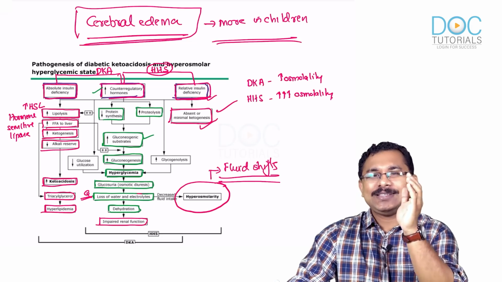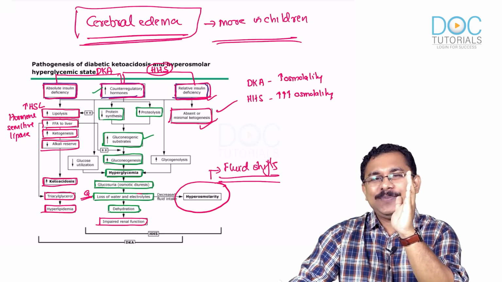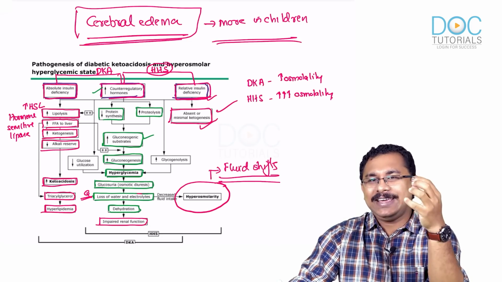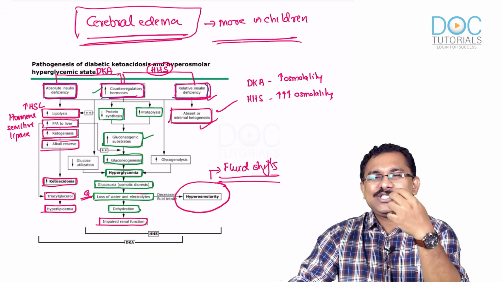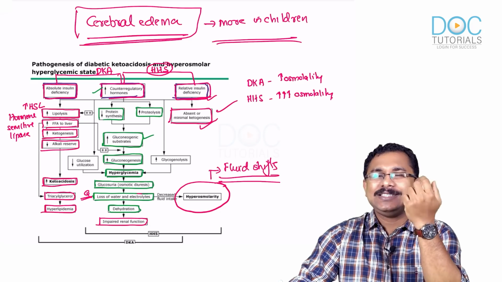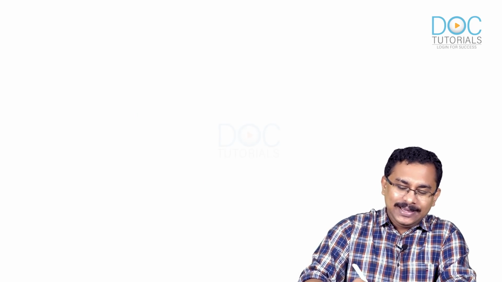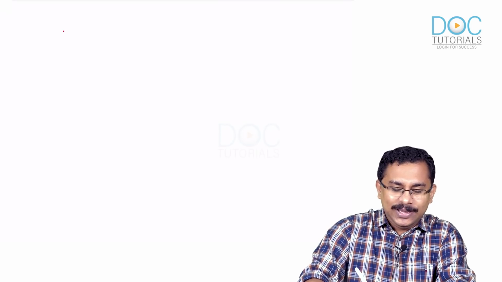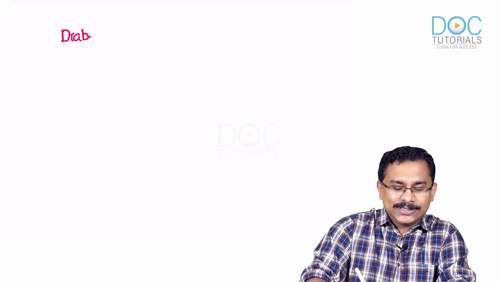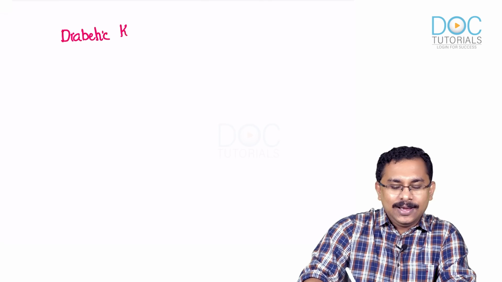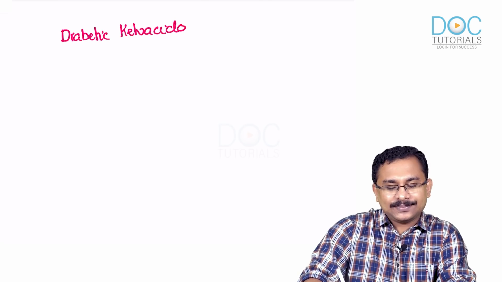Because if you know the basic difference between these disease processes, DKA and HHS, when it comes to actual patient scenarios, you would be able to make logical decisions also. All right, so now we will move on to diabetic ketoacidosis. As discussed, we will now see diabetic ketoacidosis and subsequently we'll go to HHS.